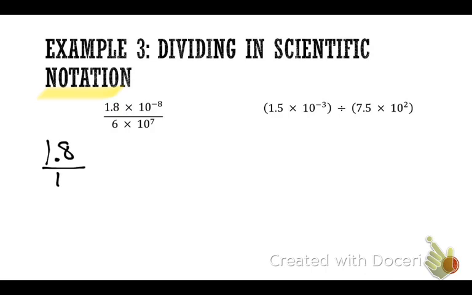Whatever. All right, I'll just rewrite it. I lost it. 1.8 divided by 6 times 10 to the -8th power over 10 to the 7th power. Now we can more clearly see I can divide 1.8 divided by 6. There's no way around it.